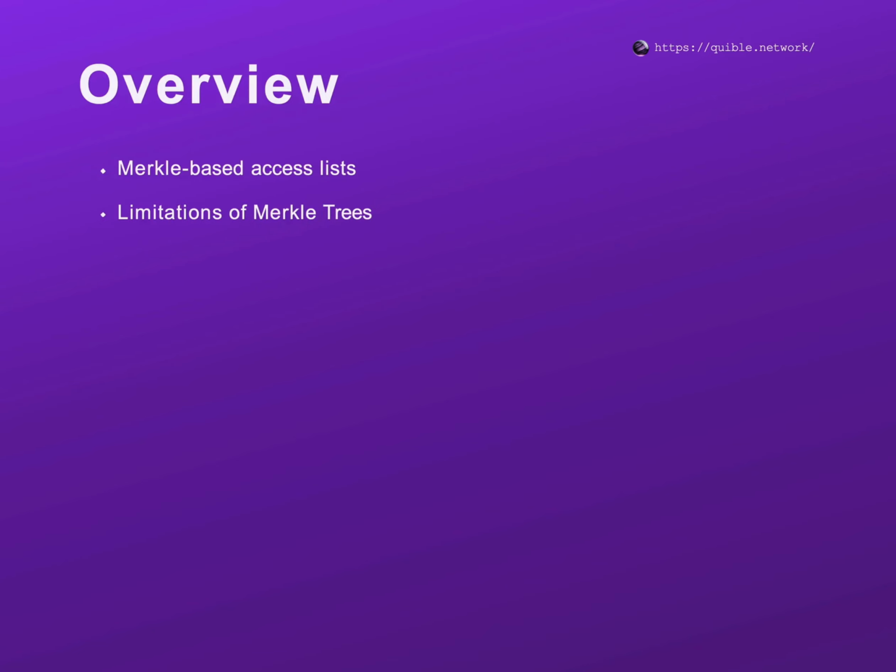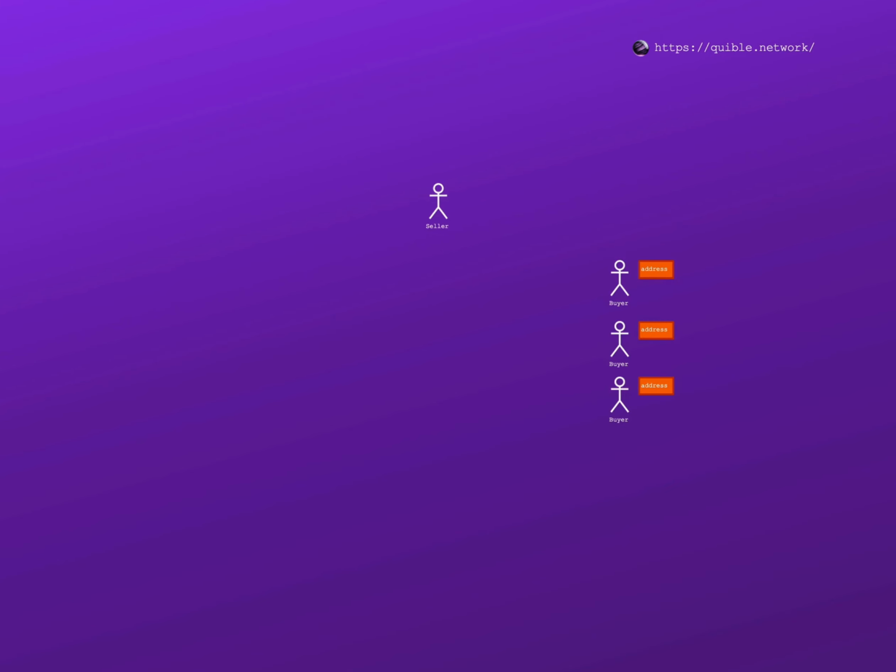Then we'll introduce a similar but more useful data structure that we call the Quirkle, made possible by the Quible Network. Let's get started by looking at a prime example where it is common to use a Merkle tree for an access list. In this example, we have a seller and 3 buyers, and the seller only wants to grant these 3 buyers access to their next sale.